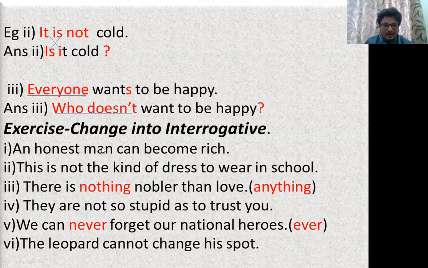Can't an honest man become rich? Sign of question mark. Can't is the contracted form of cannot. You can also use cannot if you want. This is not the kind of dress to wear in school. Again, we have to find the helping verb present in the sentence, that is, is.